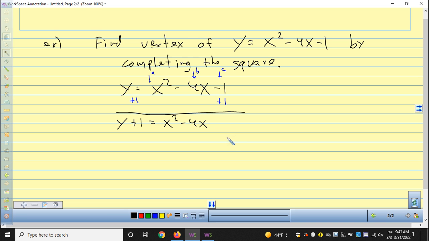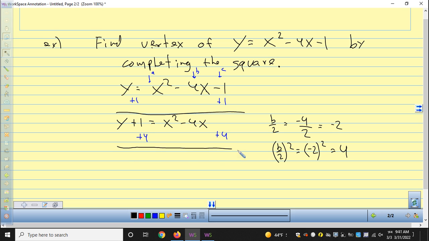Now I'm going to complete the square. b over 2 is negative 4 over 2, b is negative 4, which is negative 2. And b over 2 squared is negative 2 squared, which is positive 4. So I'm going to add 4 to both sides now. Plus 4, plus 4. So I get y plus 5 equals x squared minus 4x plus 4.